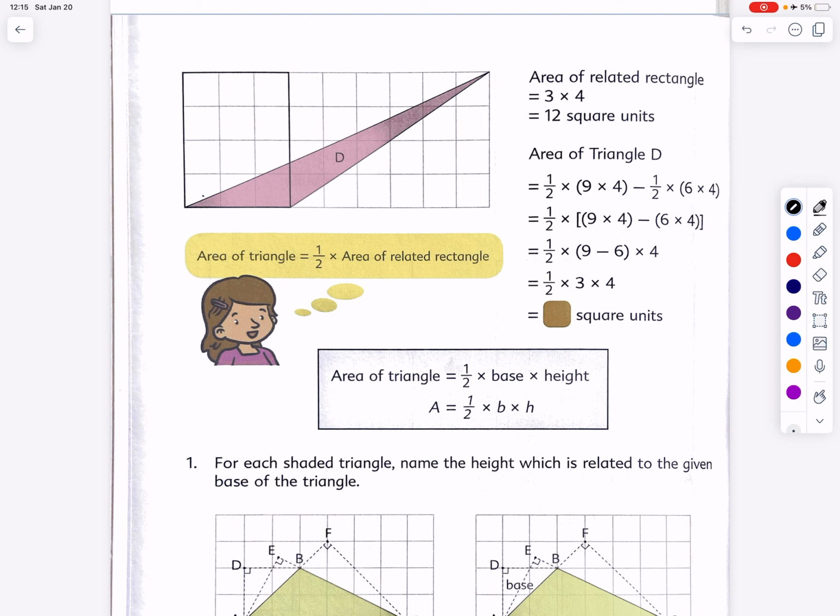triangle. Again, let's figure out the base. 1, 2, 3. Base equals 3. Let's take a look at the height of a related rectangle. 1, 2, 3, 4. 4. 3 by 4. The whole rectangle would be 12. But we realize now that triangles are a half of a related rectangle. Therefore, we take a half of 12 and we get 6.